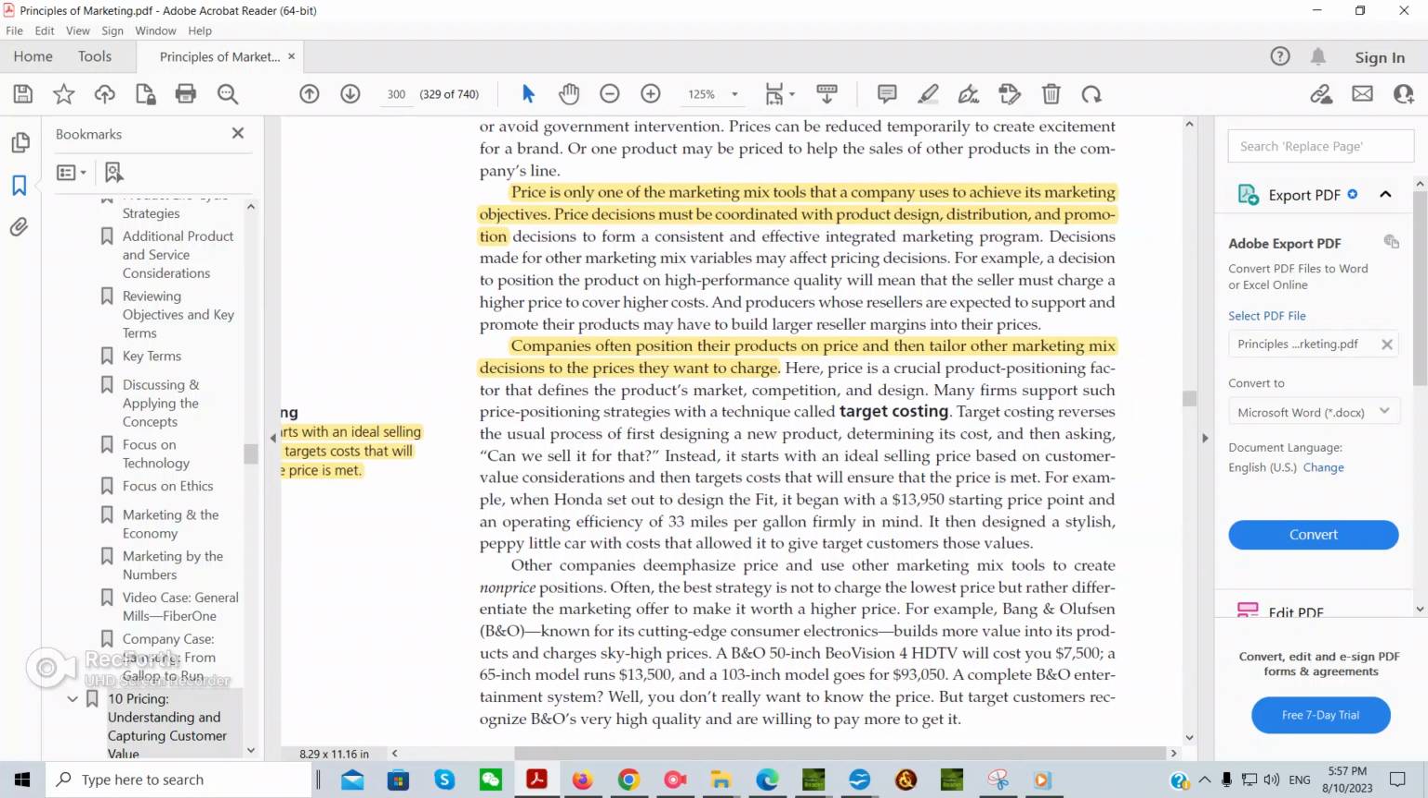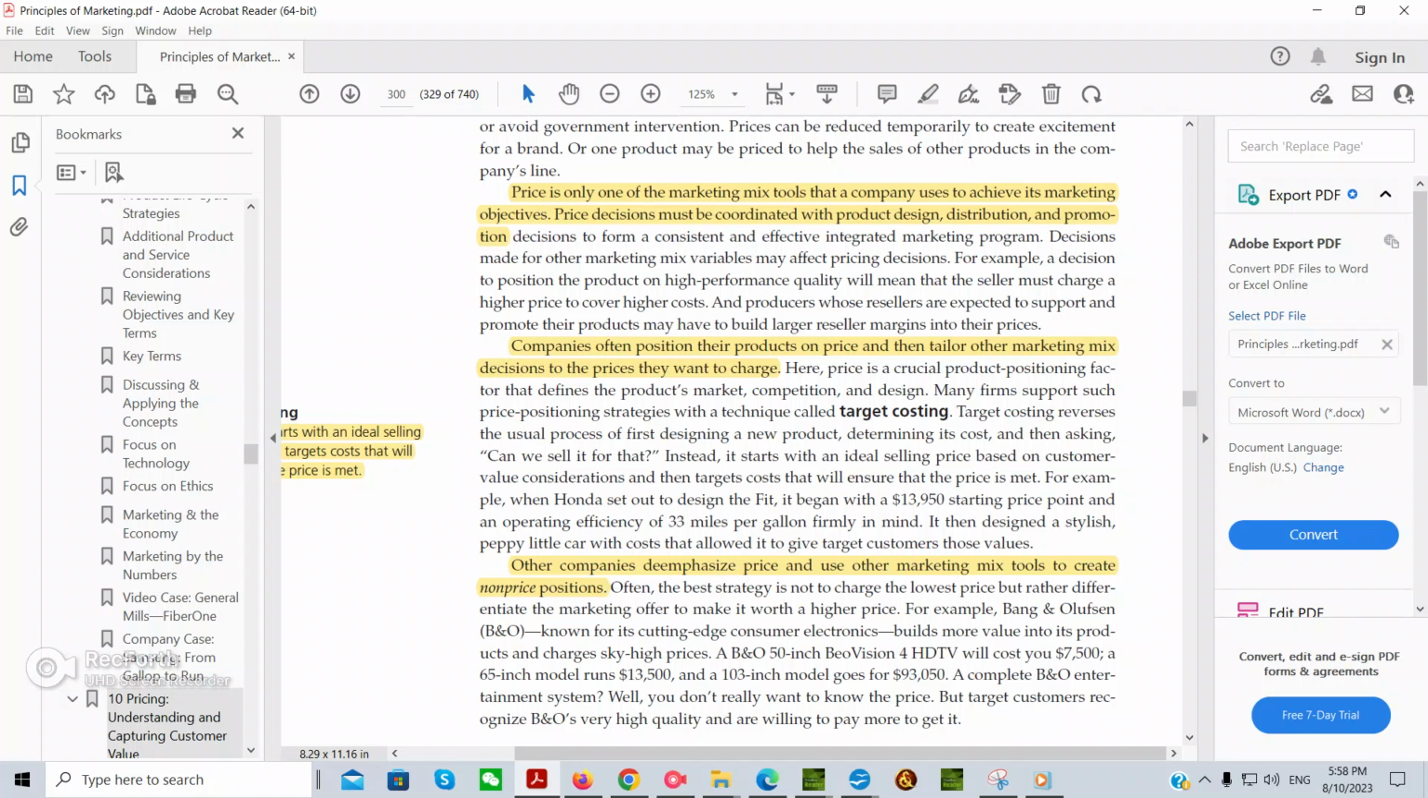Now, other companies de-emphasize price and use other marketing mix tools to create non-price positions. This is something different. Often the best strategy is not to charge the lowest price, but rather to differentiate the marketing offer to make it worth a higher price. For example, Bang & Olufsen, B&O, known for its cutting-edge consumer electronics, builds more value into its products and charges sky-high prices.